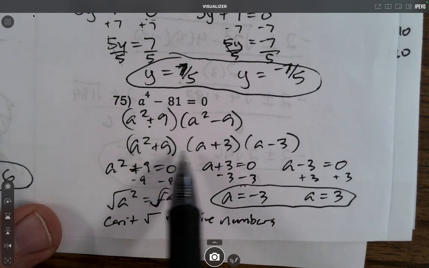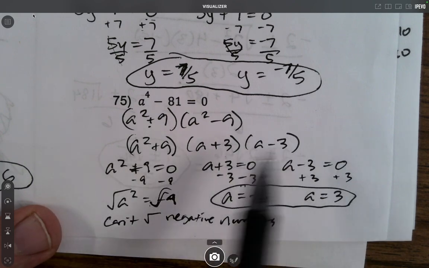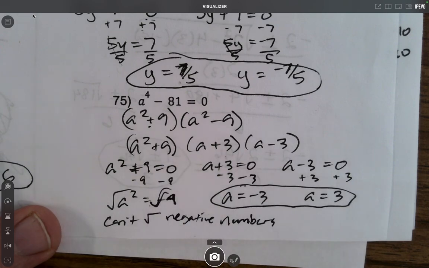So it was correct to find 3 factors. There's nothing wrong with what we factored. It's just that not every factor can equal 0. Most do, but there are some that don't.